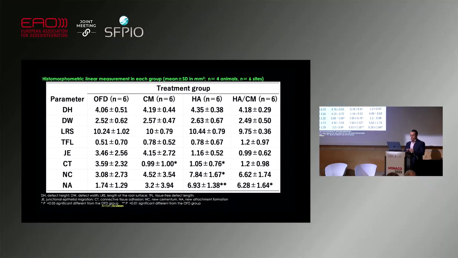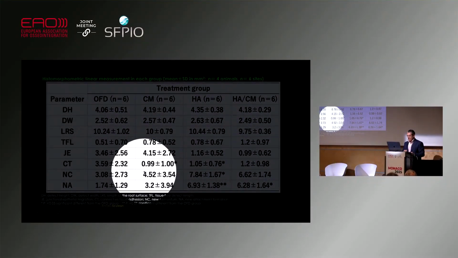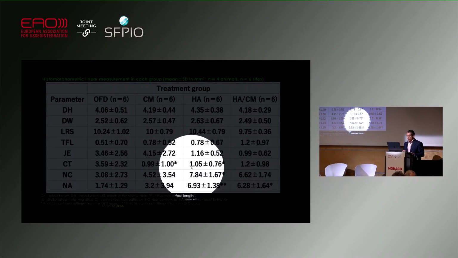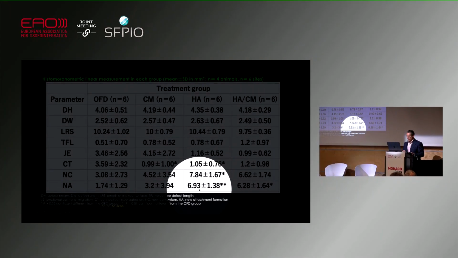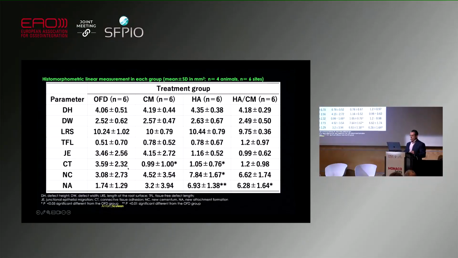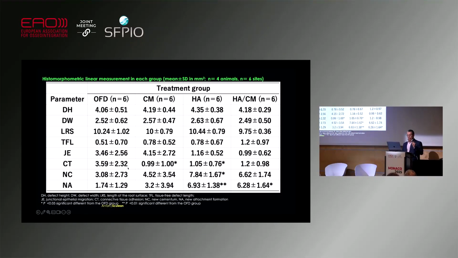And again, if you look at this table, we can clearly observe that when we used hyaluronic acid, you see the difference. Almost 8 millimeters of new cementum, almost 7 millimeters of new bone, compared to significantly less amounts in the group treated with the carrier alone or in the group treated with open flap debridement alone.